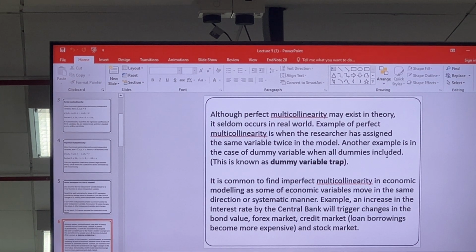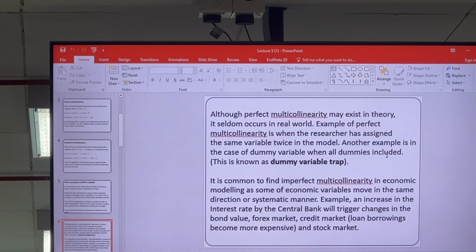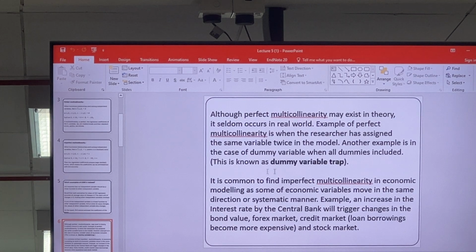Another example is in the case of dummy variables, when all dummy variables are included; this is known as the dummy variable trap. We have discussed dummy variables, I think in week 10, after the midterm test. I was mistaken about the week. We discussed the use of dummy variables to represent the effects of different categories.